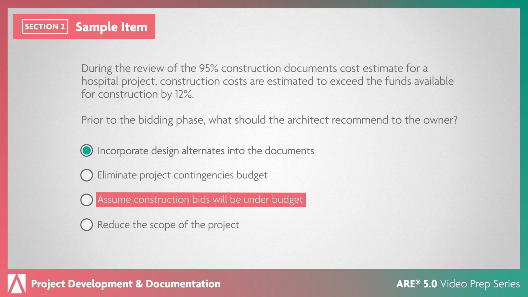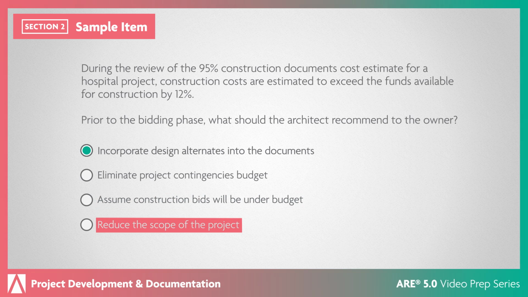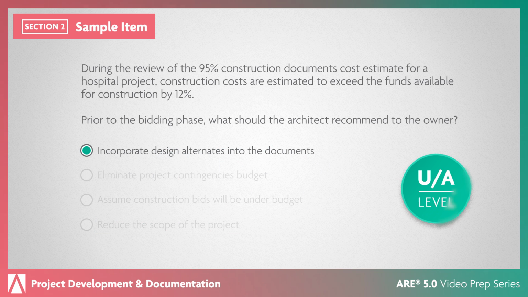Assuming construction bids will be under budget is extremely risky, especially since the cost estimate at 95% construction documents is 12% over the budget. Reducing the scope of the project is possible, but could cause schedule delays and be costly for the architect, as this would require revising the construction documents. This is a UA level item requiring an understanding of how construction estimates can influence project documentation and how to address cost concerns prior to the bidding phase.